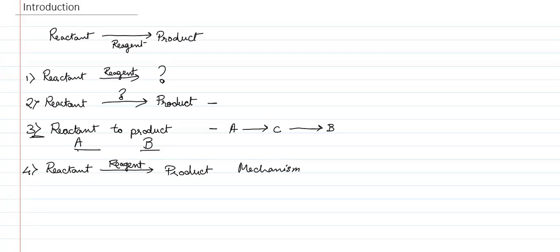Also there could be another one where you could be given the reactant and the reagent, like the first case, but you could be asked for a product, and this reaction could continue with another reagent to give us another product. So this is also quite common. That's what I've noticed until now.